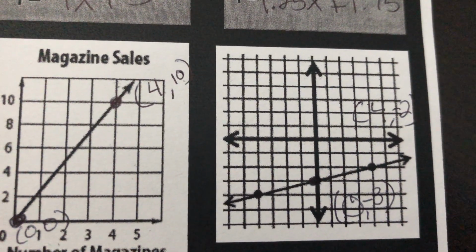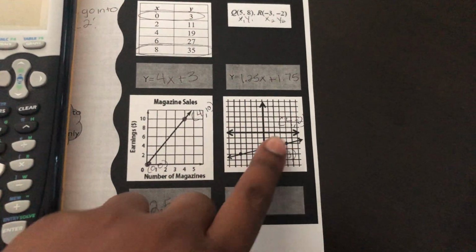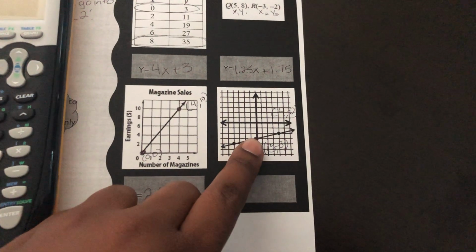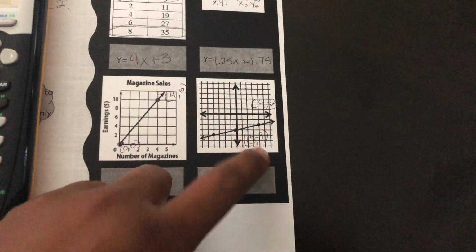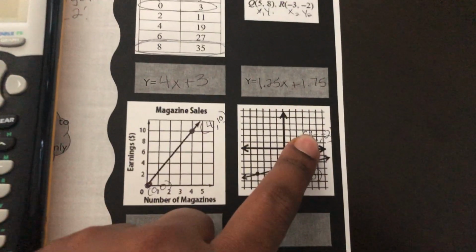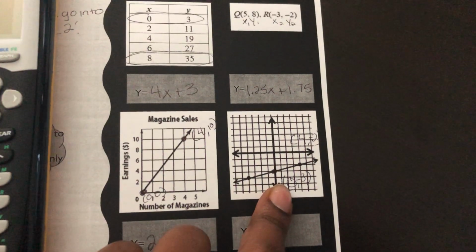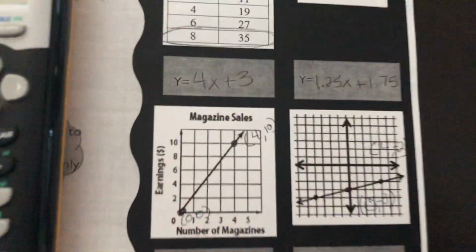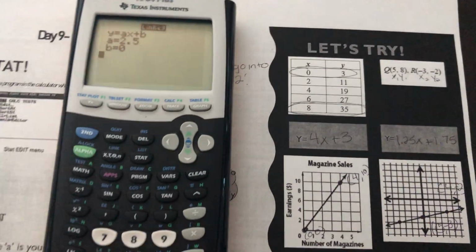So I got 0, -3 and 4, -2. If I'm looking from left to right, that's positive, and this one goes first, that one goes second. So this one's your x1, y1, and this one's your x2, y2. I think I said that wrong. So we're going to take those coordinates and put them into the calculator.